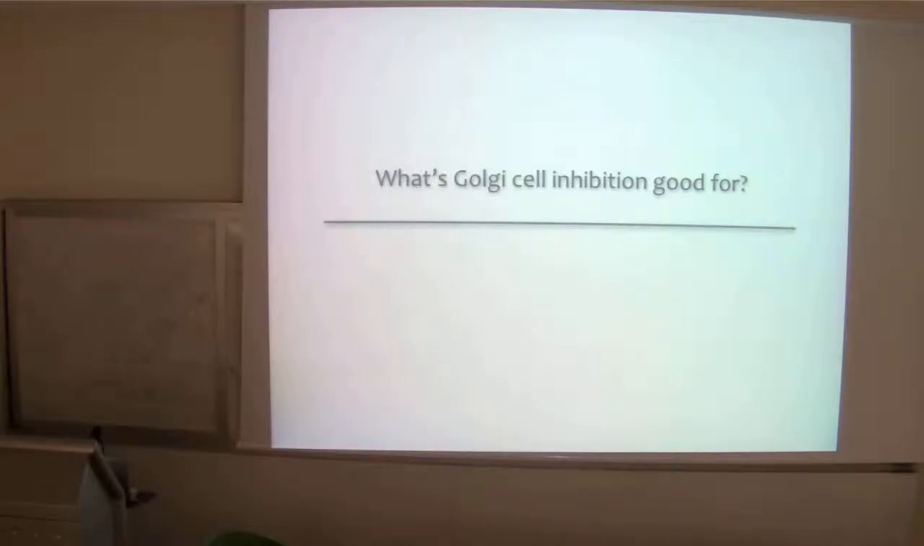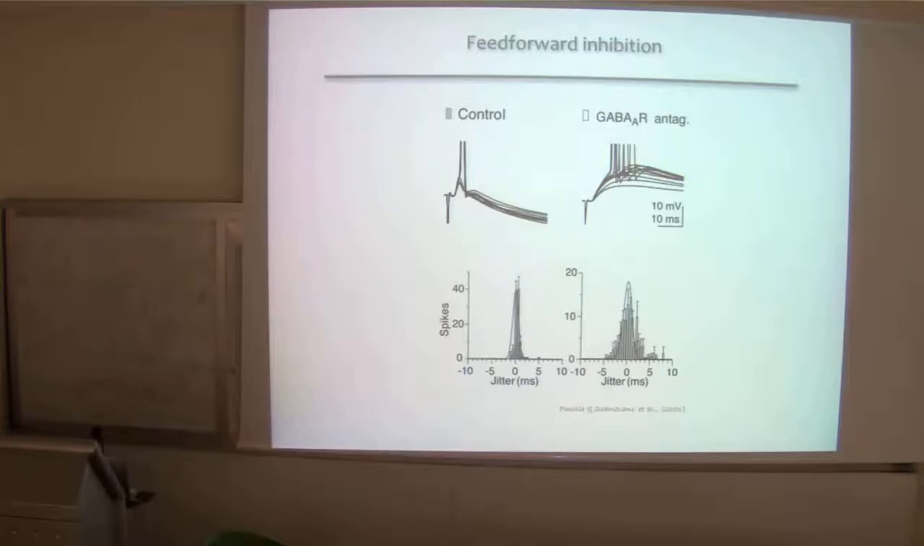So it begs the question, okay, why is it set up this way? We know why, let's say in the cortex, you get classical feed-forward inhibition to control precise spike timing. So what is Golgi cell inhibition actually good for? As I say, this is what you're seeing in the hippocampal or the cortical circuits.